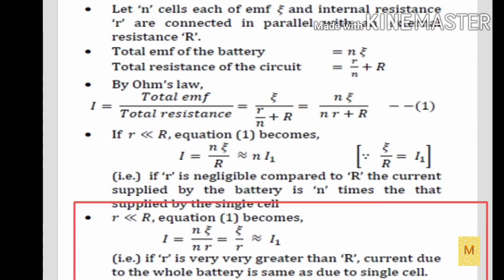If small r is very much greater than capital R, then equation 1 becomes I is equal to nψ divided by n into small r, which is equal to ψ by small r, which is equal to I1, such that if small r is very much greater than capital R, the current due to the whole battery is the same as due to the single cell.